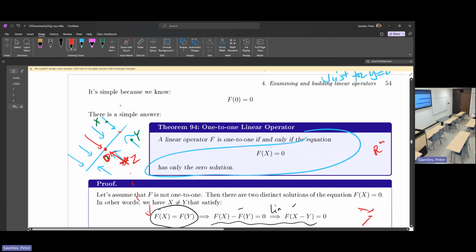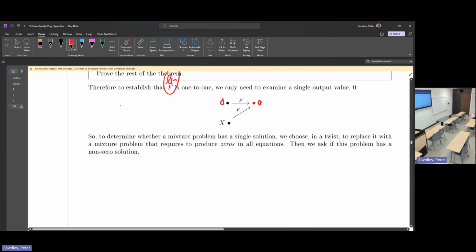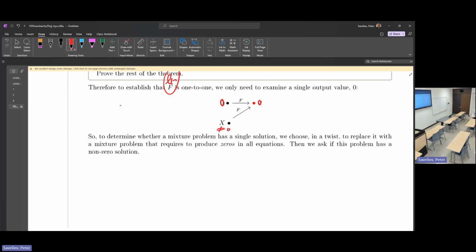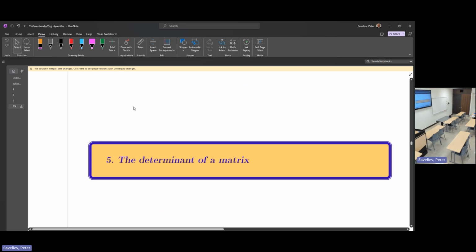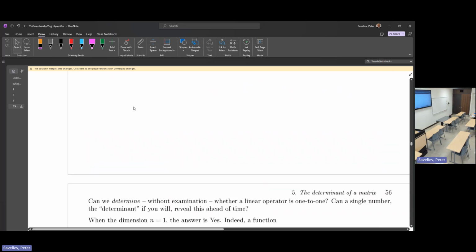A function being one-to-one: if f of x is equal to 0 for some non-zero x. Okay, so this x is not equal to 0 right here. So this is 0, this 0, and then x is not equal to 0. So that's what indicates that it is not one-to-one. Okay. So the idea of the determinant is right here in this sentence. It can be determined without examination whether the linear operator is one-to-one.